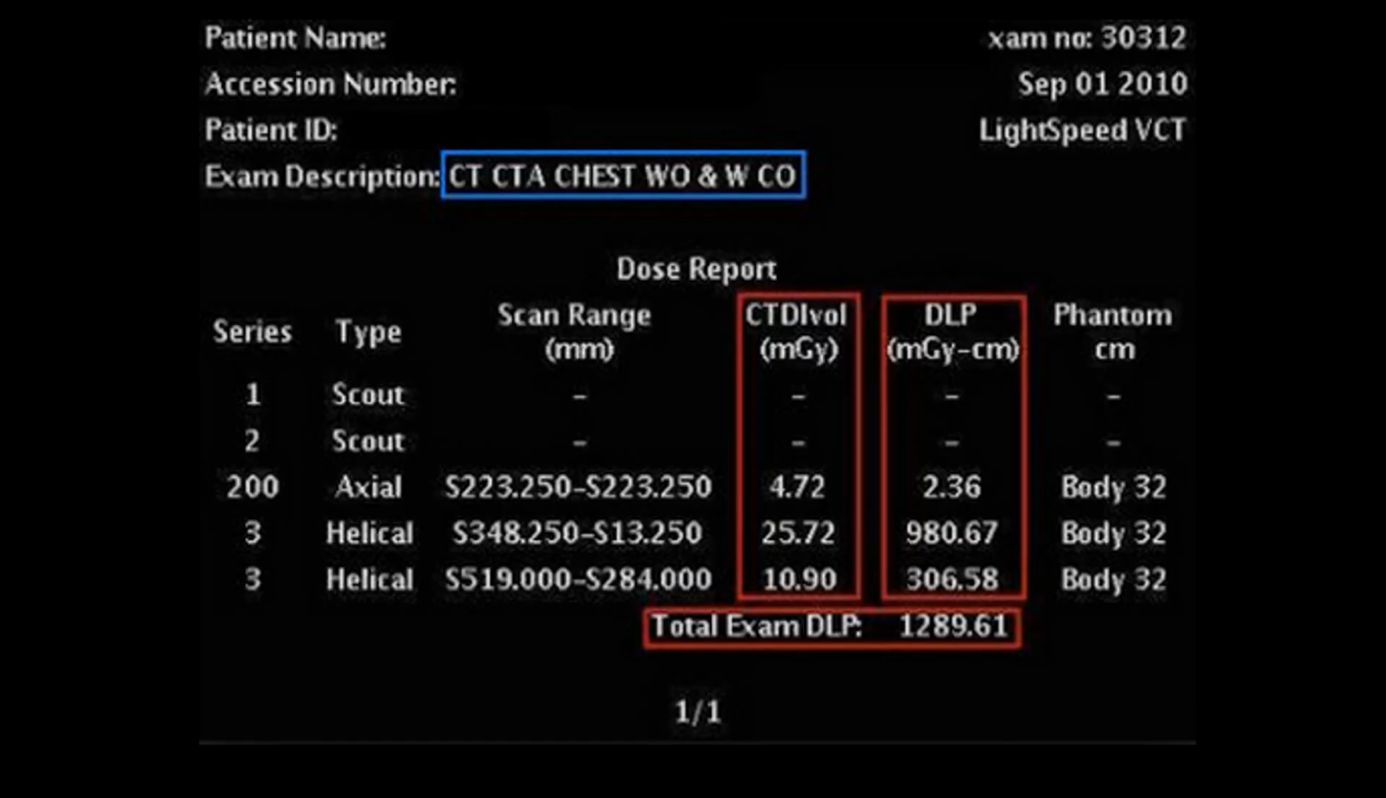So if you look at your average report on a CT scan, it'll give you the total exam DLP. Let's say this was for a chest, so you take the chest weighting factor, times it by your dose length product, and then you get a magical effective dose.